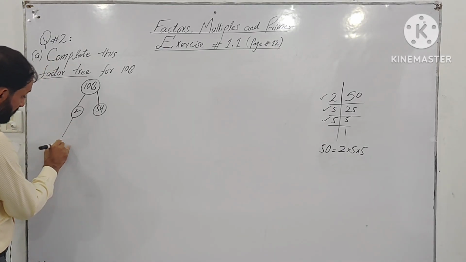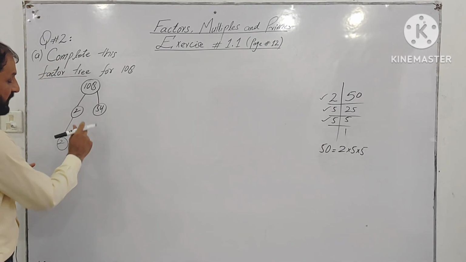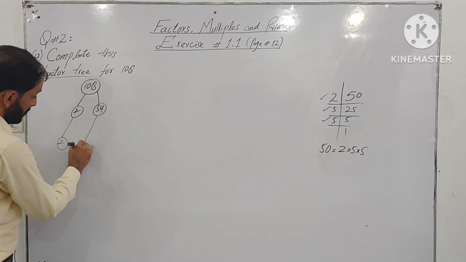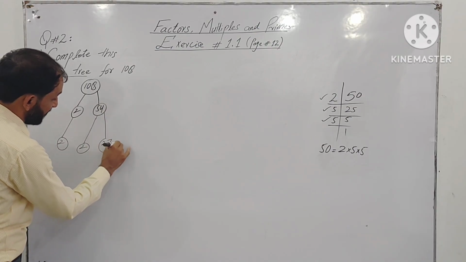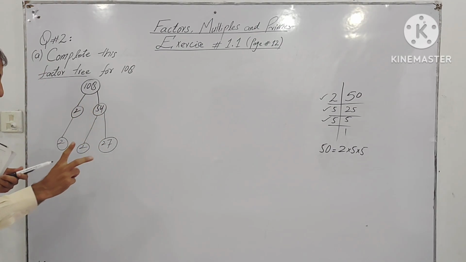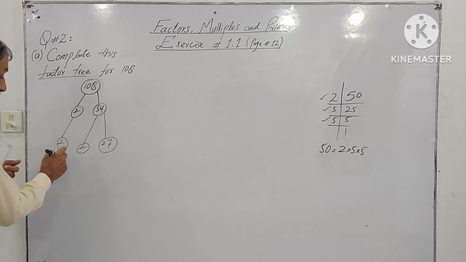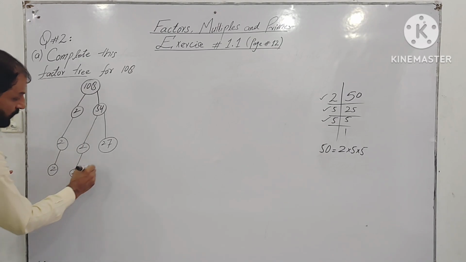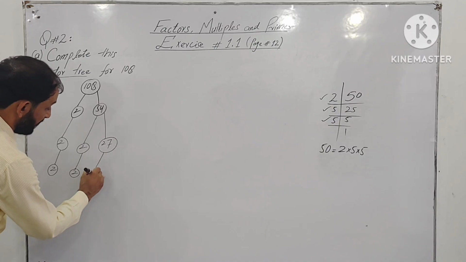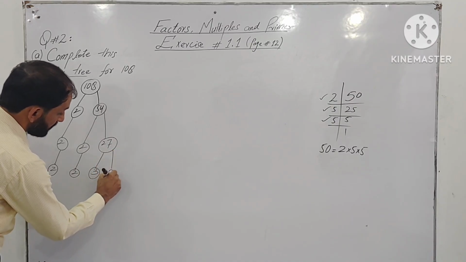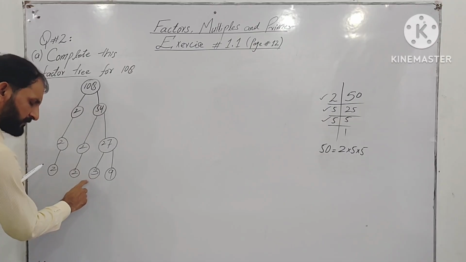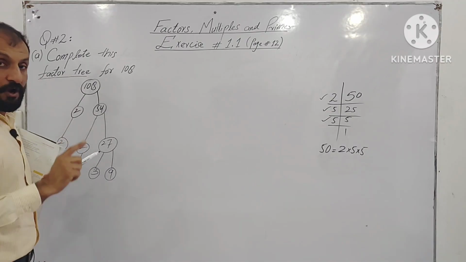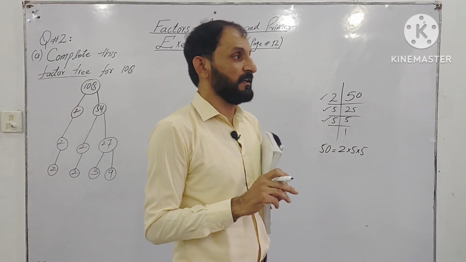It means we write down 2 as it is, and 54 is divisible by 2. When we divide 54 by 2, the answer is 27. Now 2 is a prime number, but 27 we can divide into 3 and 9. 9 threes are 27, verified. 27 twos are 54, 54 twos are 108. On each and every step you have to verify your answer.